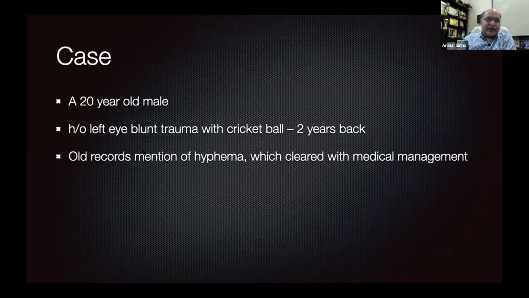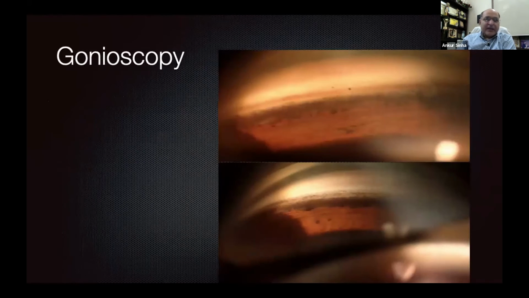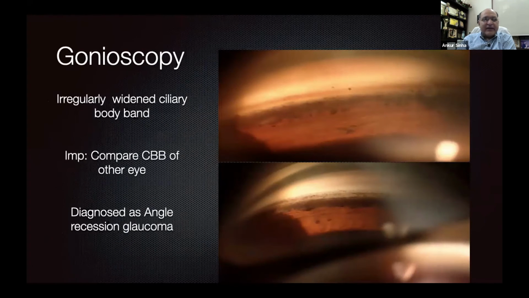Another case, a 20-year-old male with a history of blunt trauma with a cricket ball. Old records do mention hyphema which cleared on medical treatment. The pressures are 40 with definite disc damage in the right eye. The left eye is okay. And on gonioscopy, we find there's a widened ciliary body band as compared to the other eye. And the patient is diagnosed as angle recession glaucoma.